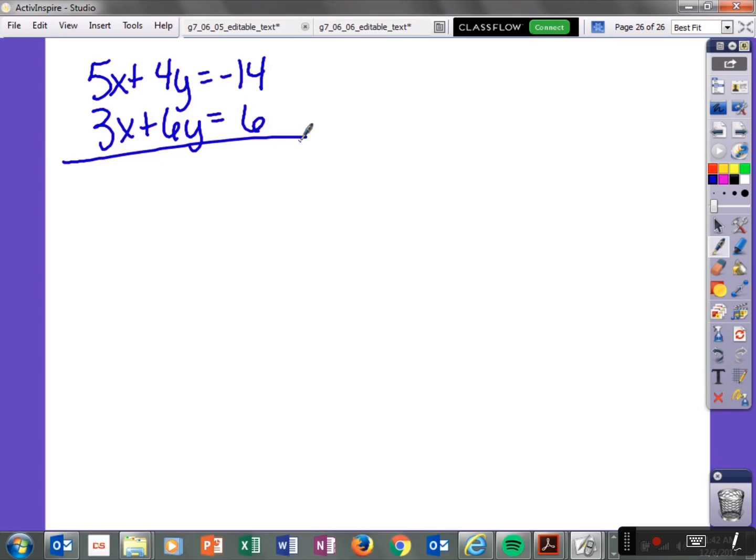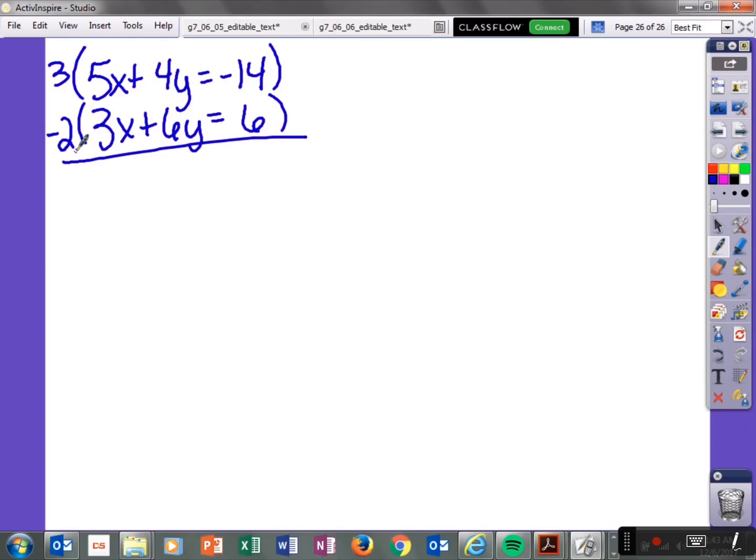But we don't need them both to be 12. We need one to be 12 and one to be negative 12, right? So we can keep the top one positive. What do you have to multiply 4 by to get positive 12? 3. And what do you have to multiply 6 by to get negative 12? Negative 2. There's no way to turn 3 into 5, and there's no way to turn 4 into 6, not by multiplying.